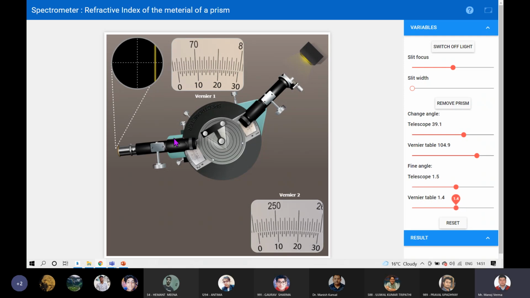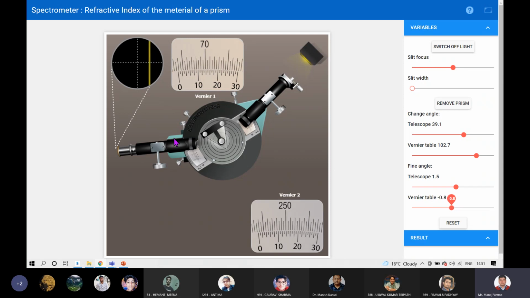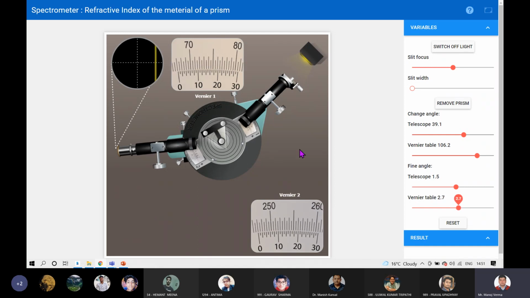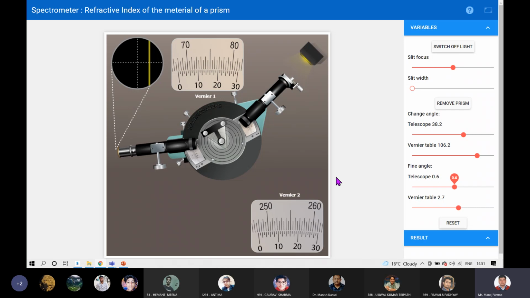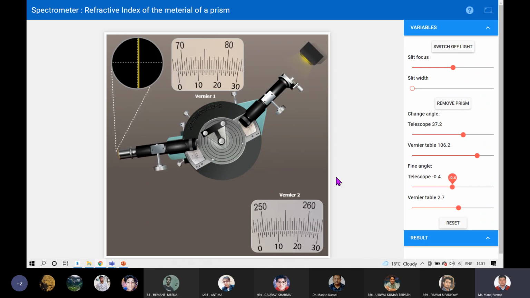But at an in-between point, it is moving again backwards towards my left. So the condition of minimum deviation was somewhere here, and I have to match this condition of minimum deviation at my crosswire. So I will rotate my telescope slightly. I will turn my telescope. Okay. Now I can see this condition is at the crosswire.